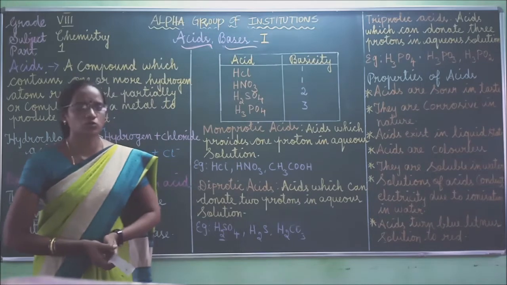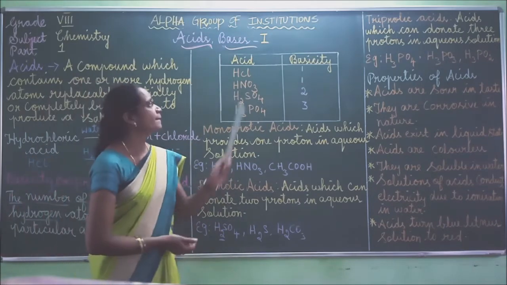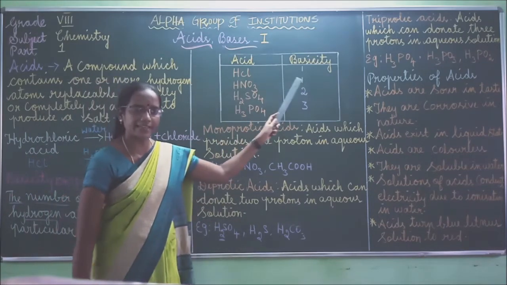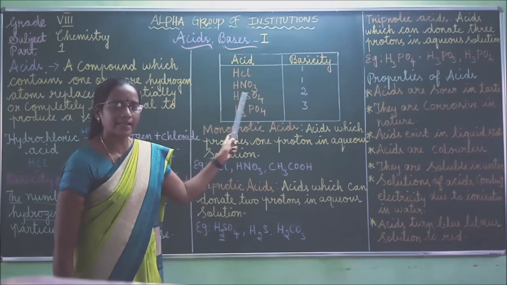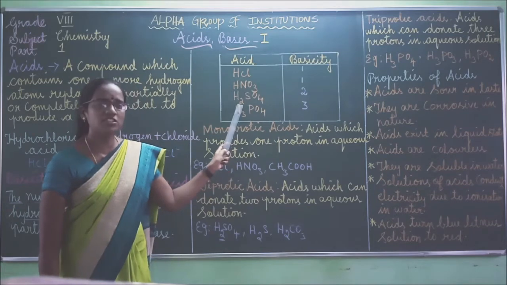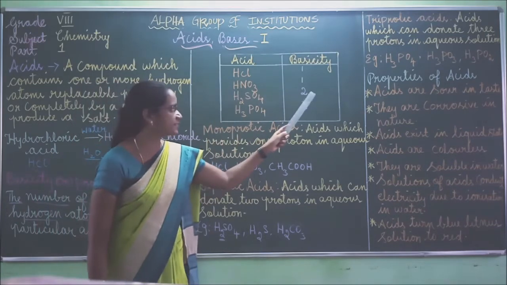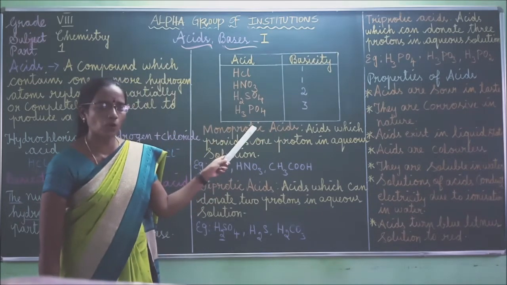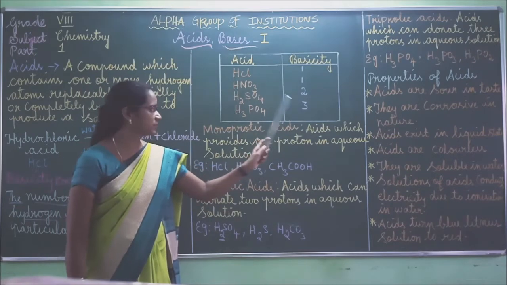Okay, it's a 1 mark question answer. You can expect this in 1 mark. For HCl, basicity is 1. For nitric acid, that is HNO3, basicity is 1. For H2SO4, its basicity is 2. And for H3PO4, basicity is 3.